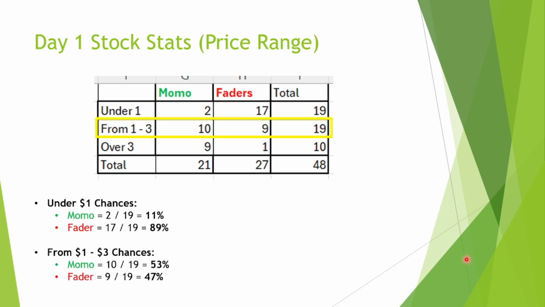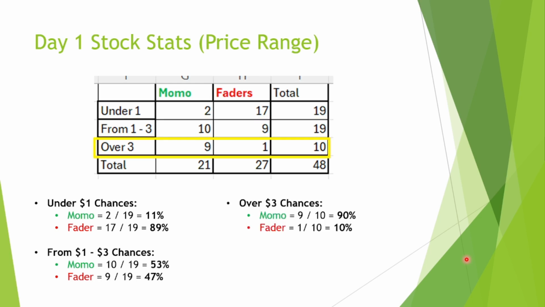From $1 to $3, the chances of momentum kick up. We have 10 out of 19, so 53%. So basically this is a 50% range for $1 to $3, so you can't really extract a whole lot there. It's just half and half. And then over $3 we had 9 out of 10 be momentum.